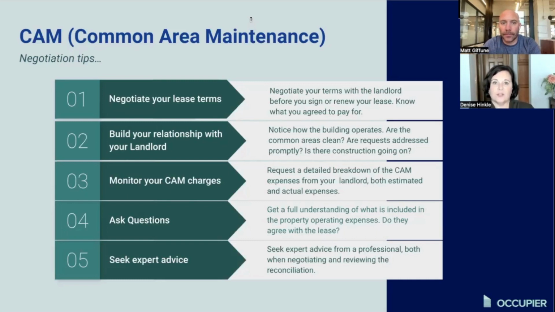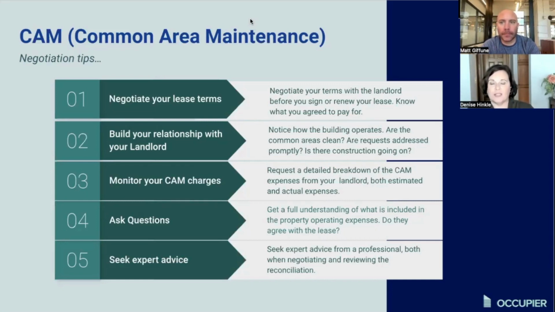Yeah, for sure. The second point on this slide is build your relationship with the landlord. Really take notice of how the building operates. When I would do lease audits on behalf of tenants, we would walk a building, start to finish. We would ask for a tour, the back of the house areas, everything, so we could get a feeling. And we would get the people talking.